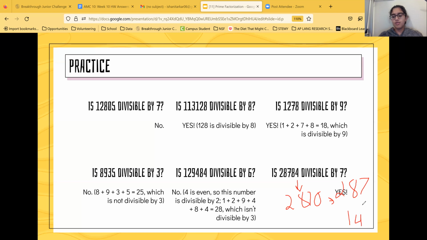And then 14, we take the units digit, which is 4, multiply by 2, subtract from 1, we get -7. And since -7 is -7, it is divisible by 7. So yes, you all are correct.